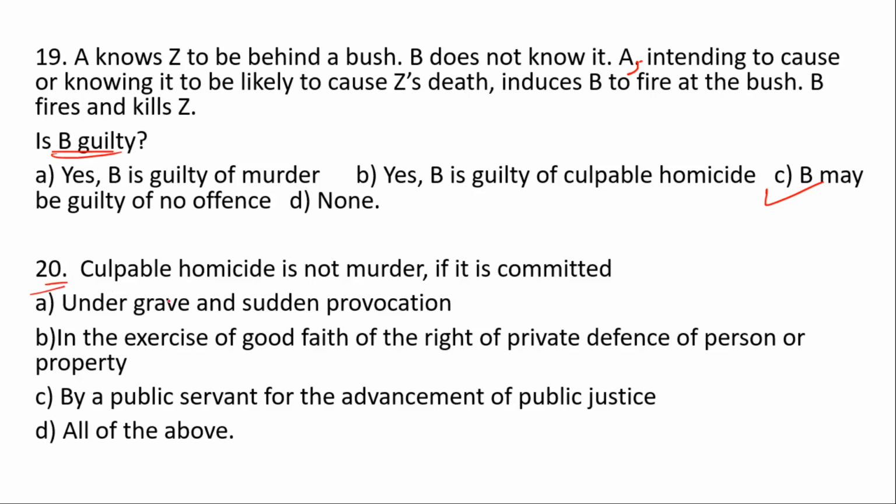Question number 20. Culpable homicide is not murder if it is committed: all these are correct. Under grave and sudden provocation, exercise of good faith, and by a public servant for the advancement of public justice. Read culpable homicide and murder well, along with the difference between them.